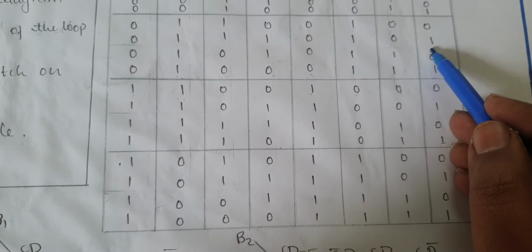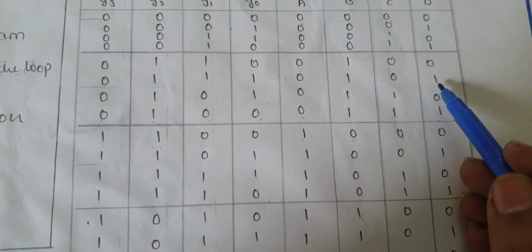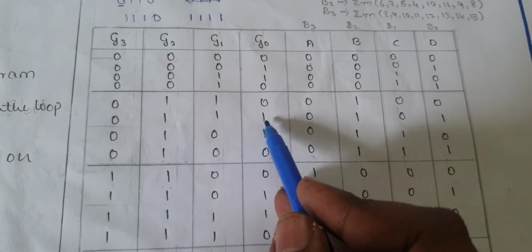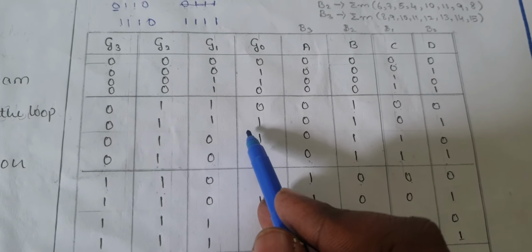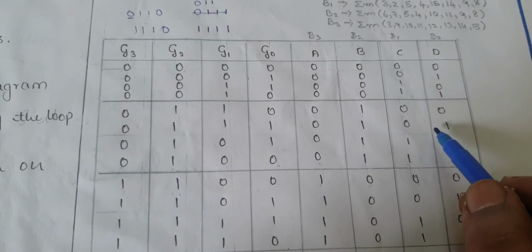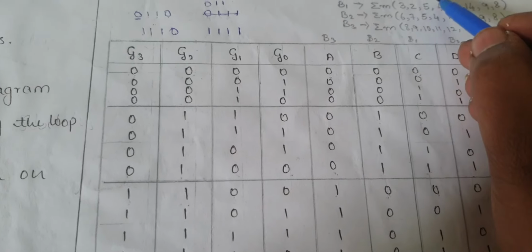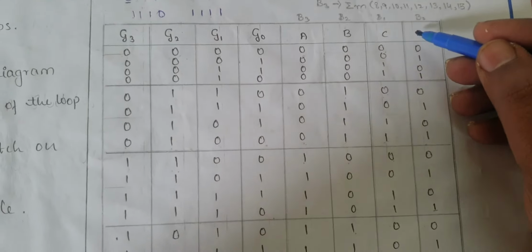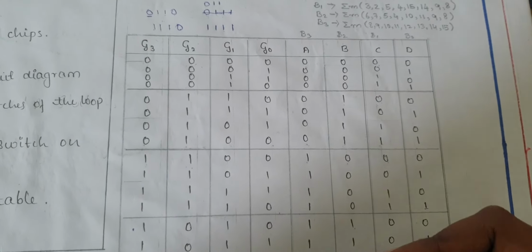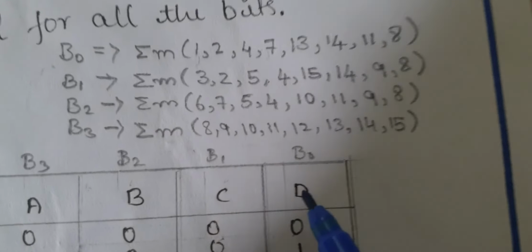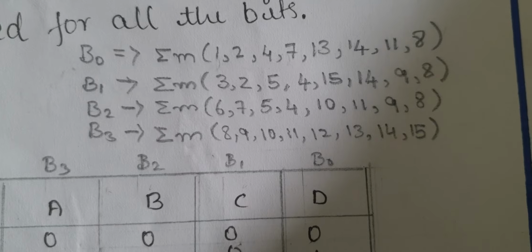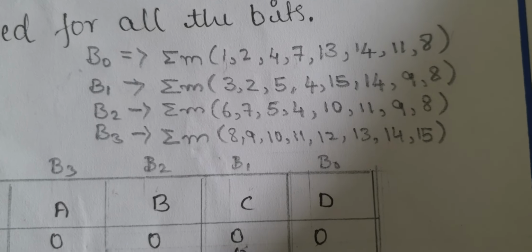Next, let us say I have taken this one. What is the number associated with this? It is 0, 1, 1, 1. 1, 1, 1 is 7. So my third minterm is 7. Likewise, I'll plot for B0, B1, B2 and B3. After considering the minterms, these are all the minterms which I have got for B0, B1, B2 and B3.